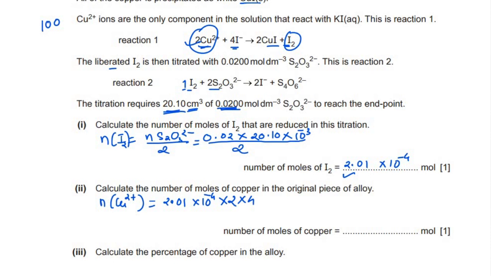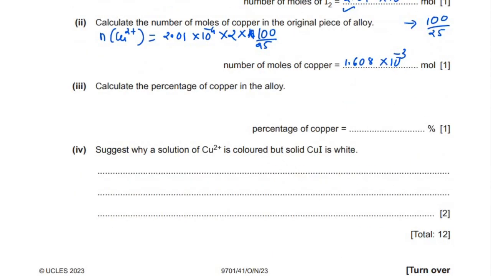So again multiply by 4, or you can just cross multiply, 100 divided by 25. That also you can do in place of 4, but I directly multiplied by 4. If you don't want to do this, we can say multiply by 100 divide by 25. That also will do. And the answer is 1.608 × 10^-3. That is the moles of copper ions, that is Cu2+ ions.